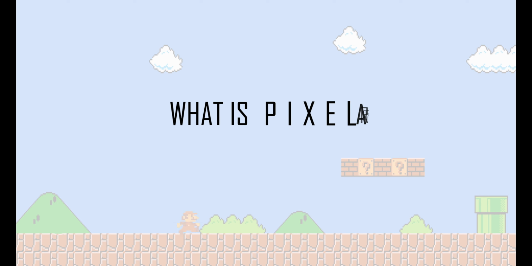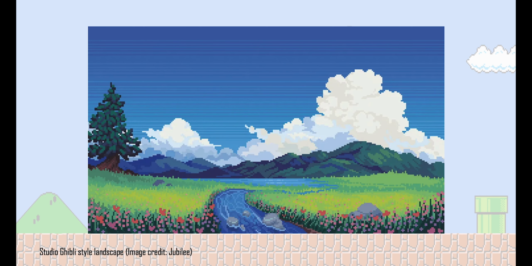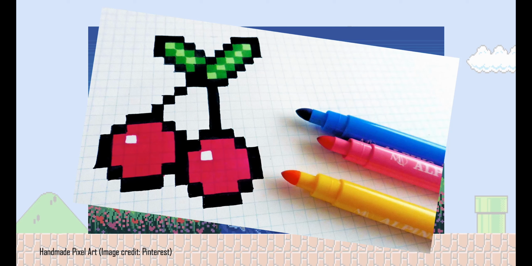What is pixel art? From what I understand, pixel art is an art piece that is intentionally low quality and is made up of tiny squares.